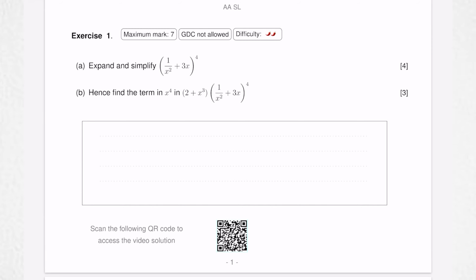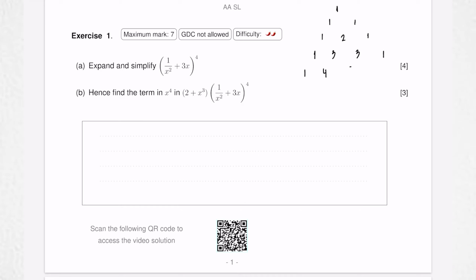For this first exercise, we have a simple binomial expansion. In question A, we have (1 over x squared plus 3x) to the 4th power. Now, whenever you have a power which is not as high as, for example, 7 or 8, if it's up to the 4th power, this is a perfect place to use Pascal's triangle, because it's easy to build Pascal's triangle all the way down to the 4th row. And by doing so, you get to see the binomial coefficients, which makes this a simple process.